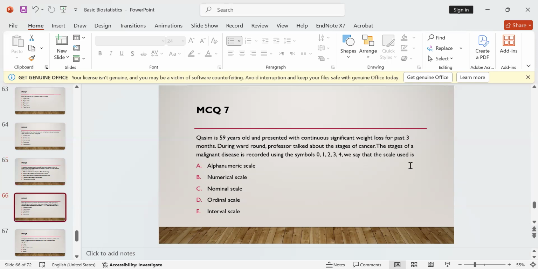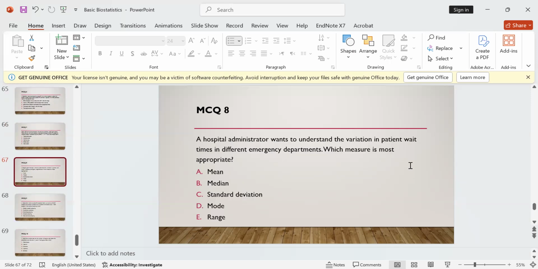MCQ number 7. Qasim is 59 years old and presented with continuous significant weight loss for the past 3 months. During ward round, the professor talked about stages of cancer. The stages of malignant disease are recorded using the symbols 0, 1, 2, 3, and 4. We say that the scale used is: A. Alphanumeric scale, B. Numerical scale, C. Nominal scale, D. Ordinal scale, or E. Interval scale. The answer is D, ordinal scale.